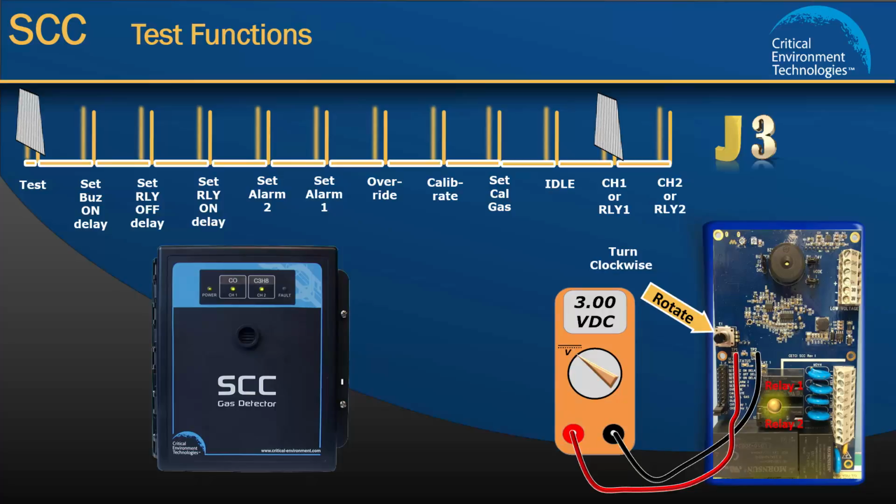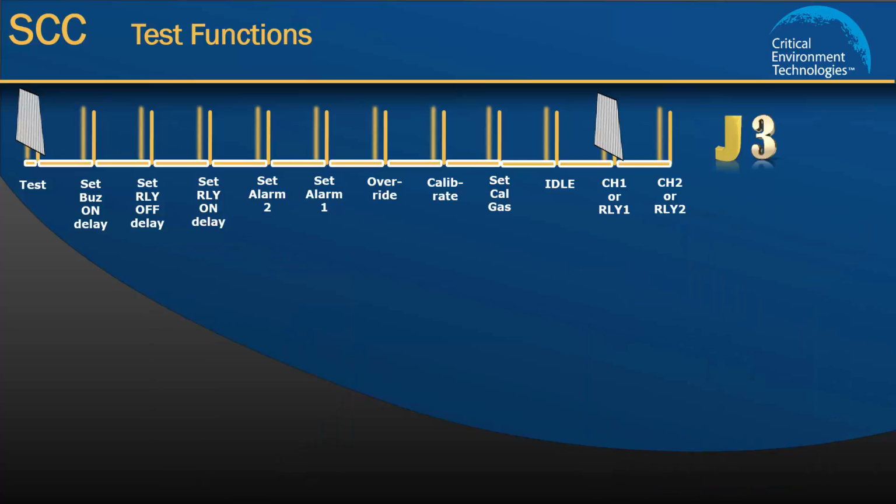To test relay 2, turn the rotary encoder dial counterclockwise slowly until relay 2 produces an audible click. The test points will output 2 volts and the relay LED light will go off. Move the jumper back to the idle position to exit the test mode.